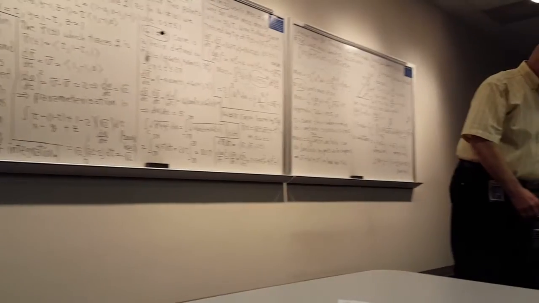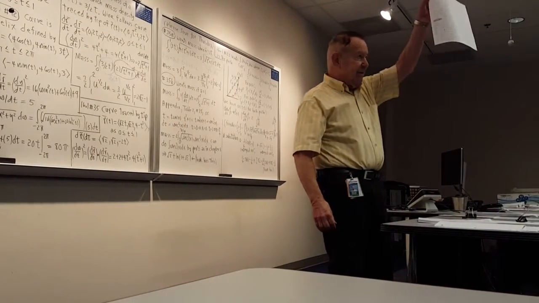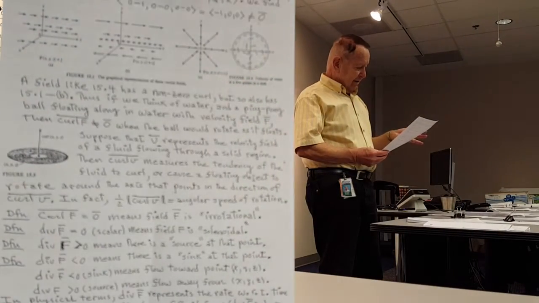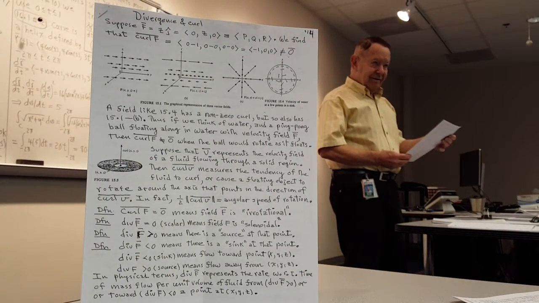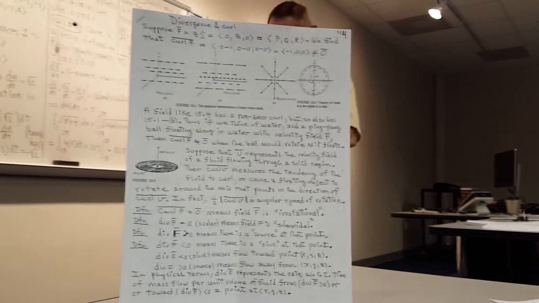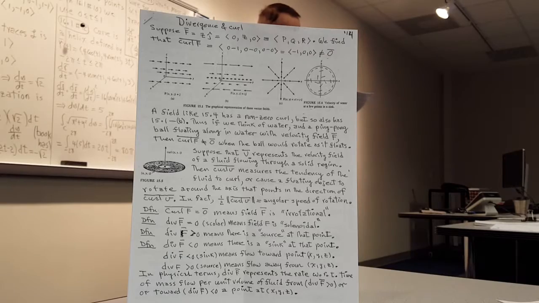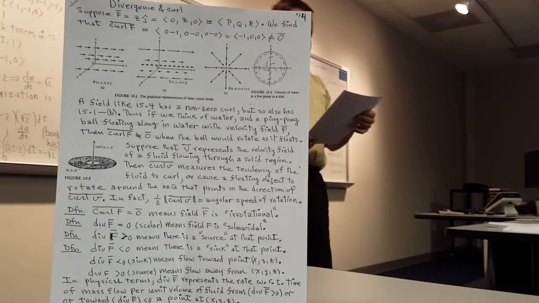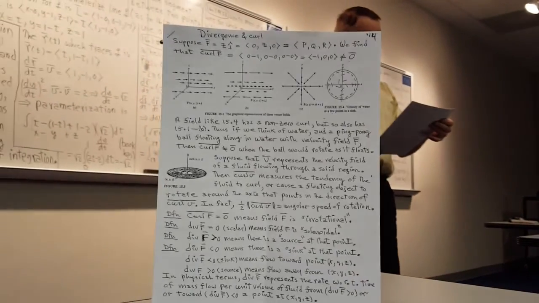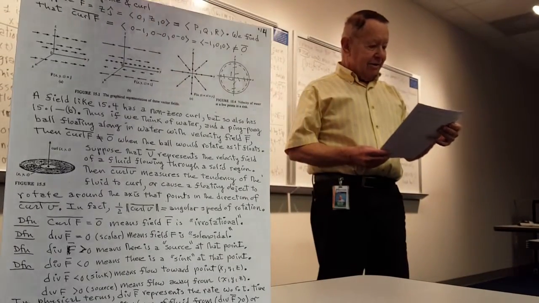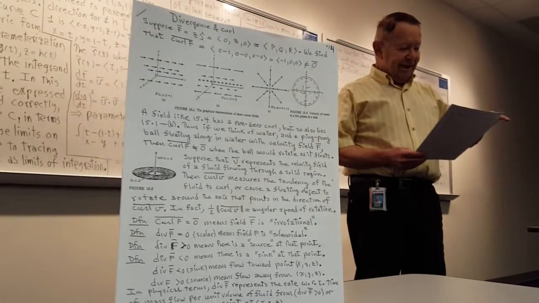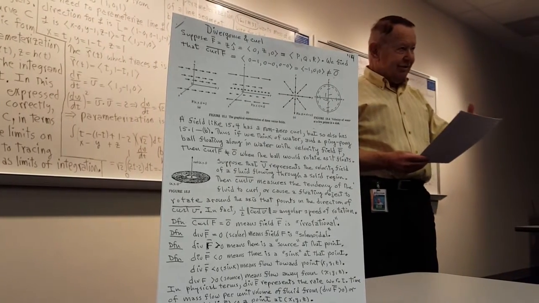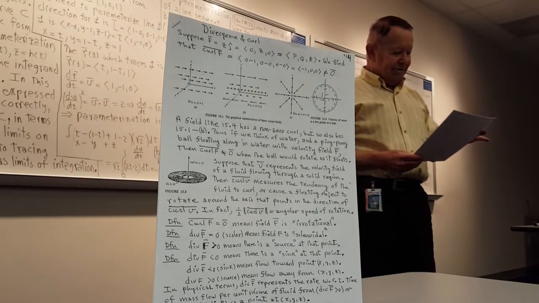And so that means if you're looking at the top of my page here, these fields that I have, if you have the length of the arrow as the velocity of the water that's flowing, if you look at something like A, where the arrows all have the same length and they're all pointed the same way, then one side of your paddle wheel isn't going any faster than the other, so it wouldn't be trying to rotate.